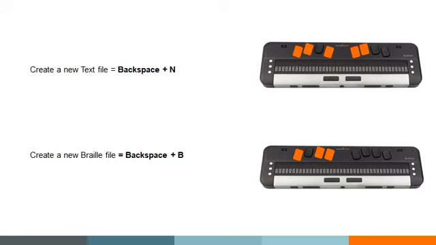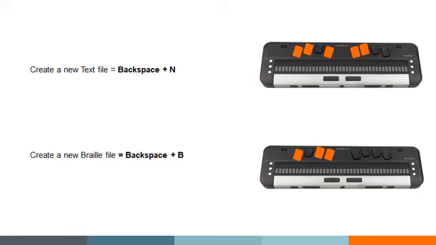That's a command we think a lot of you will find useful if you're creating shorthand notes or you need a quick way to take information in Braille. Backspace with N, as in new, will still certainly work to create a brand new text document, but backspace with B is going to allow you to quickly access a brand new Braille file.